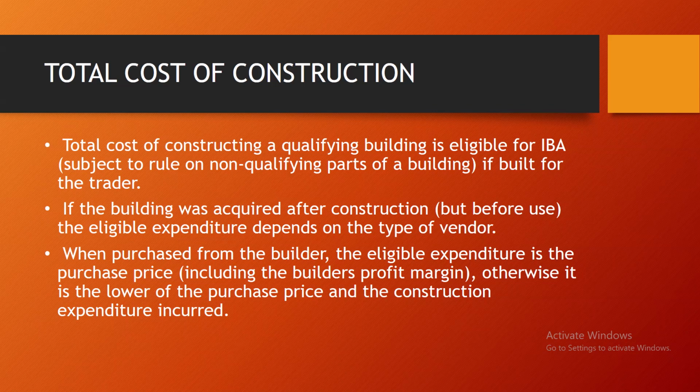The eligible expenditure depends on the type of the vendor. When the purchase is from a builder, the eligible expenditure is the purchase price. So that's what it means, including the builder's profit margin. Otherwise, it is the lower of the purchase price and the construction expenditure incurred. So that's what you're supposed to look at.